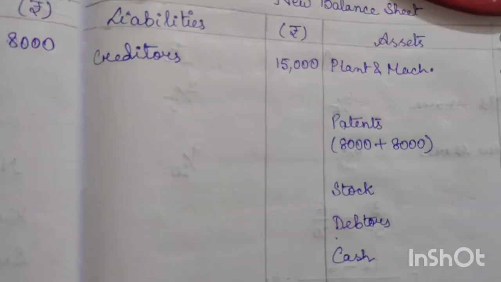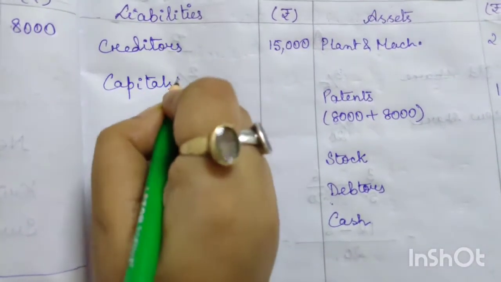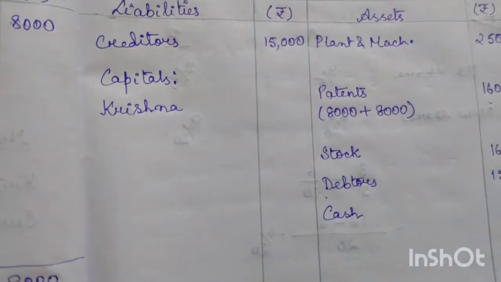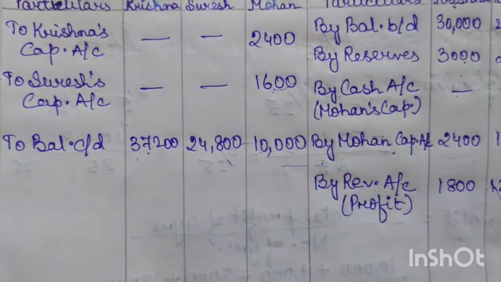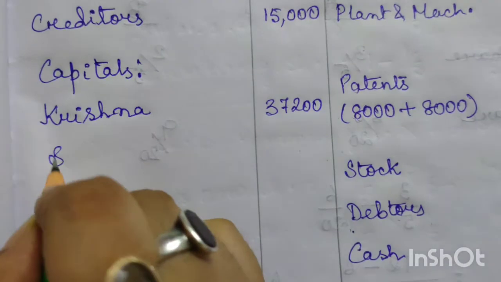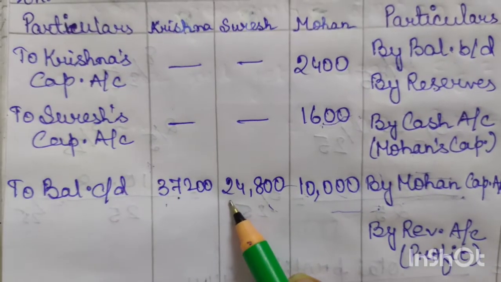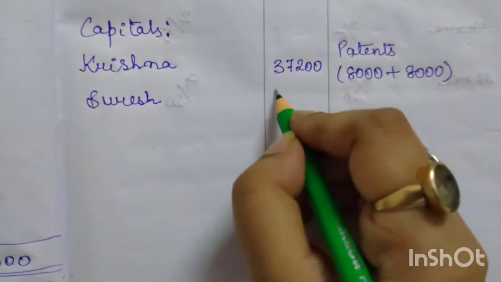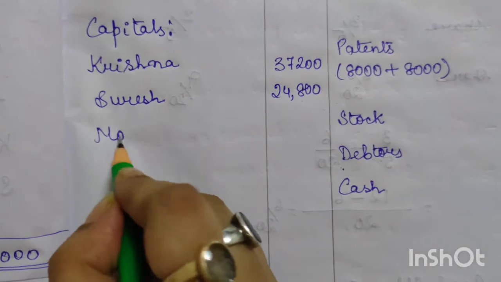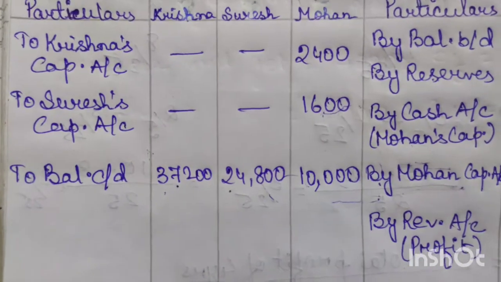So new capital should be recorded in the liability side. Capitals, Krishna. For Krishna we have got the capital 37,200. So here we will write 37,200. For Suresh the new capital was 24,800. So we will write here 24,800. For Mohan the new capital is 10,000. So we can write here 10,000.